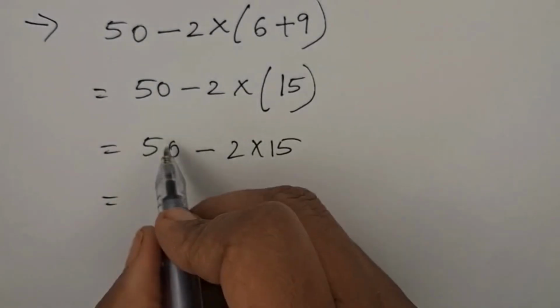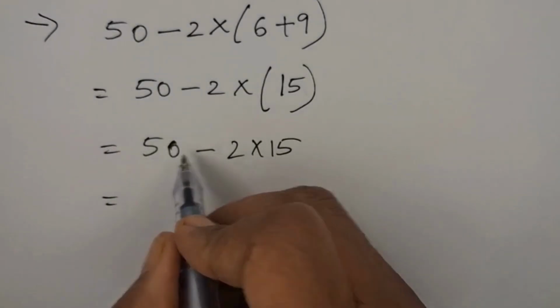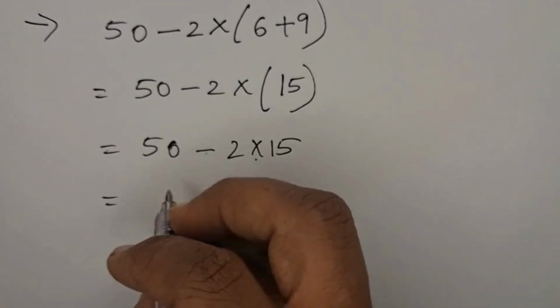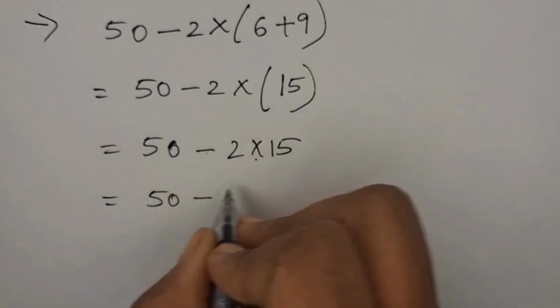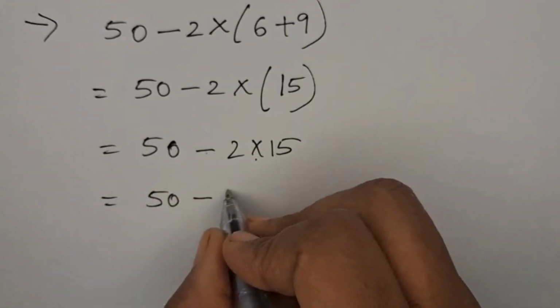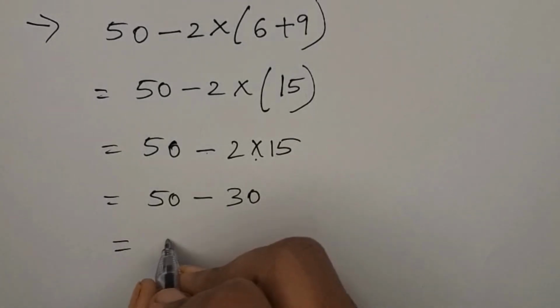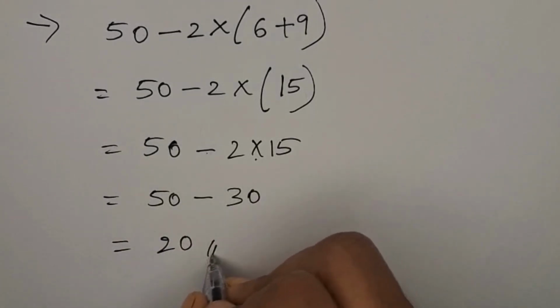The BODMAS first goes to multiplication, then the minus. So first we have to solve 2 into 15, 30. It's 30. 50 minus 30, that is equal to 20. The answer.